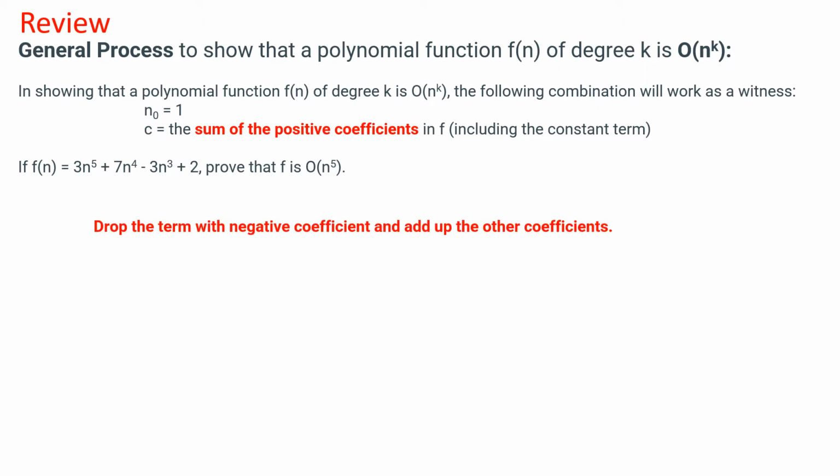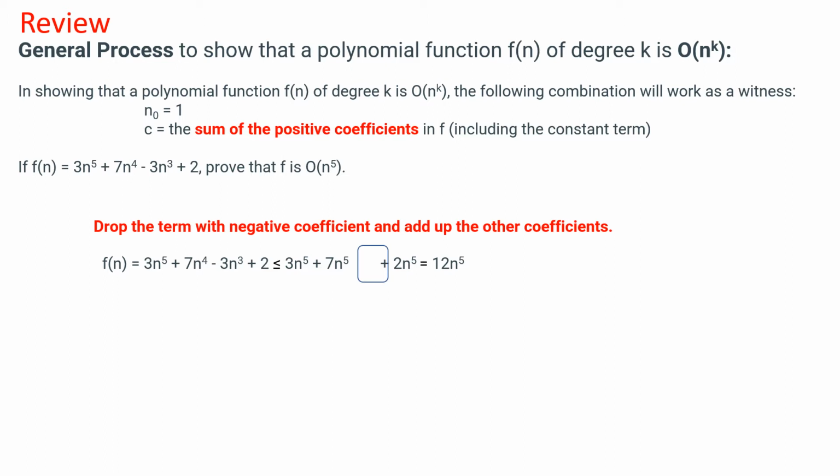Okay, so remember what we talked about, and this is again a review. We said that if you have some negative coefficients, then you're going to drop the term with the negative coefficient. So we're going to drop that negative 3n to the third term. If we do that, then what we end up with is only going to be bigger, because we're not subtracting that positive value out. So we can put a less than or equal to sign right there between the function itself and this new function after we've dropped that term with the negative coefficient.